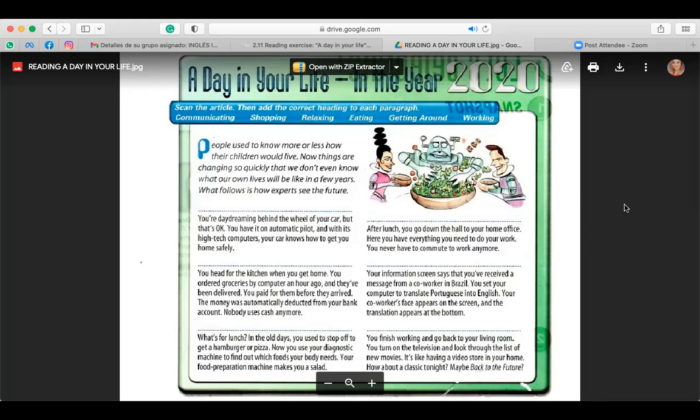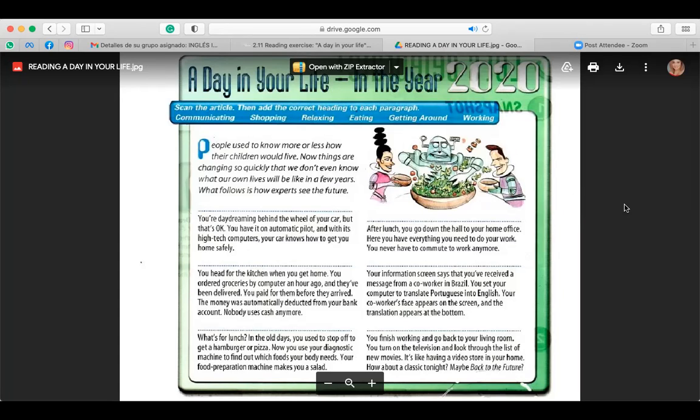Paragraph four, after lunch, you go down the hall to your home office. Here you have everything you need to do your work. You never have to commute to work anymore. Your information screen says, paragraph five.